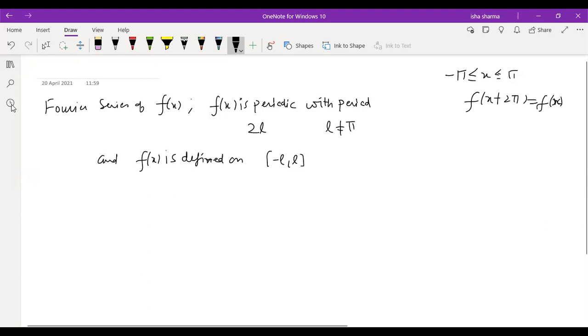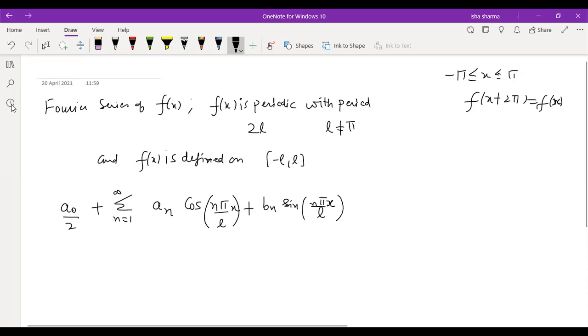So what is going to happen? In this case, our formulas are going to change. To compute the Fourier series of these functions, which are defined on some interval minus L to L and are periodic with period 2L, the Fourier series is given by a naught by 2 plus summation n is equal to 1 to infinity of an cos. Now here is a change. It's not cos nx, it is cos n pi by L x plus bn sine n pi by L x, where now there are changes in the formulas also.